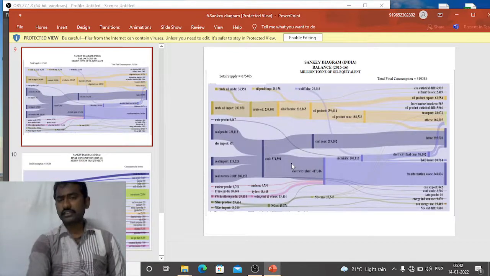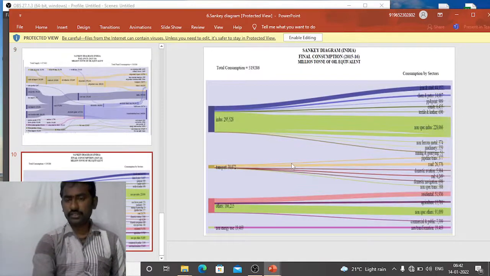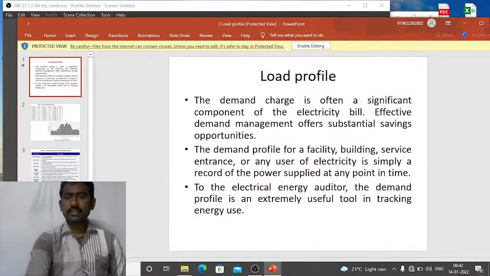So the various Sankey diagrams proposed by our government of India, for the various operations, these are the Sankey diagrams. So next our topic is load profile. So what is meant by load profile?